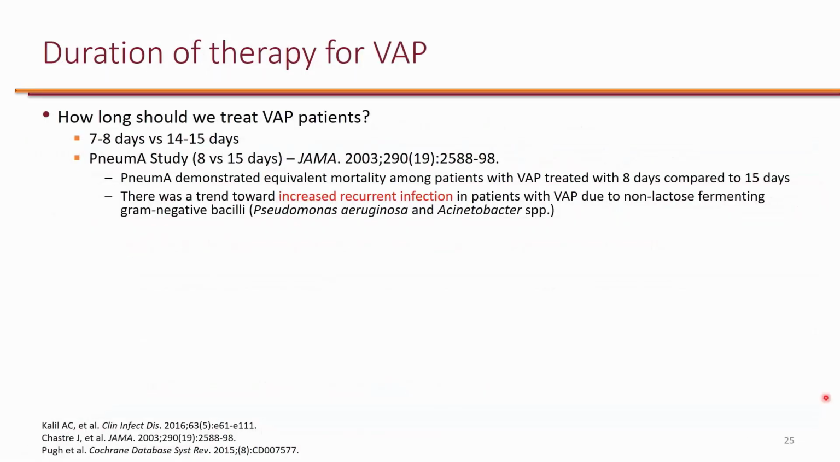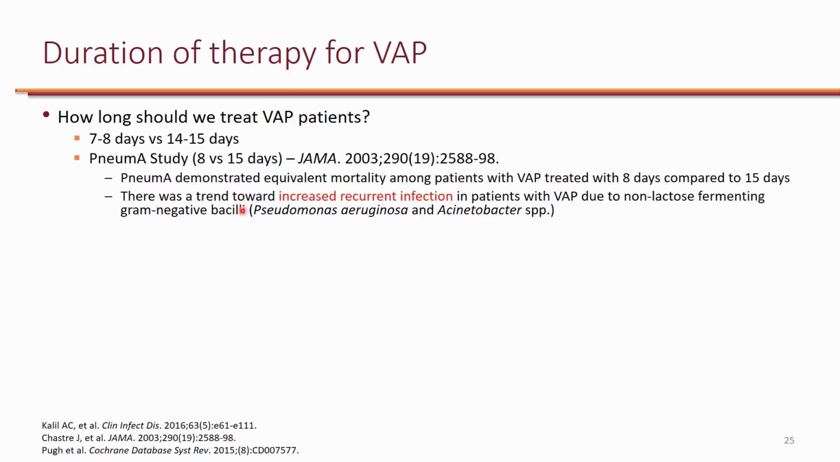Prior to the 2016 IDSA guideline for HAP and VAP, it was usually the question of whether we should treat for 1 or 2 weeks when it comes to VAP and HAP patients. And it was primarily due to the NUME study, which was published in JAMA in 2003, which looked at 8 days of treatment versus 15 days of treatment. What they found was that there was actually no difference in mortality between the two groups, whether the patient received 8 days of treatment or 15 days of treatment.